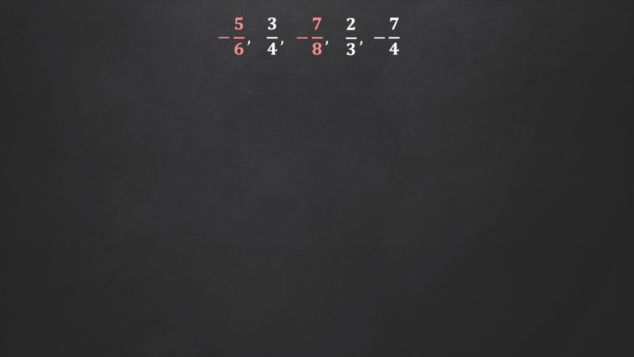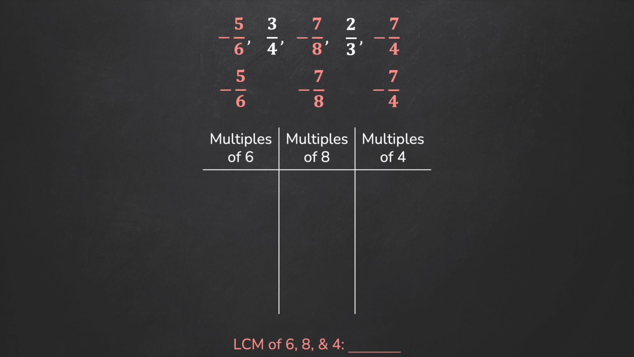So, one of these negative numbers has to be your smallest number. So let's compare those first. The only thing is that they have different denominators, so it makes it difficult to compare. So we're going to find the least common multiple so that we can make equivalent fractions to easily compare these.